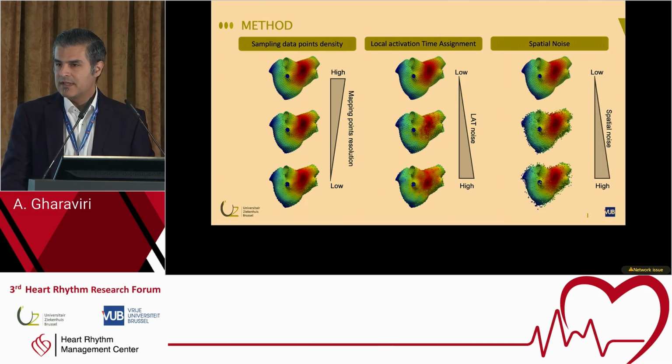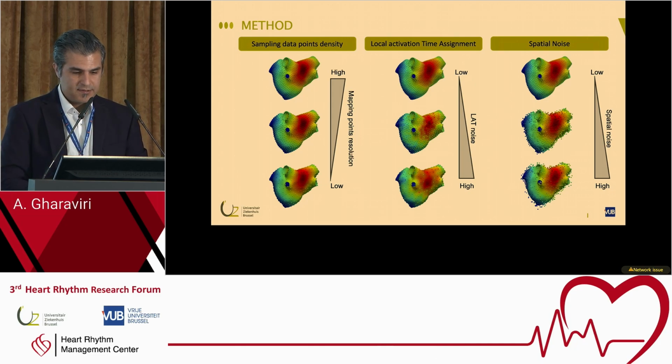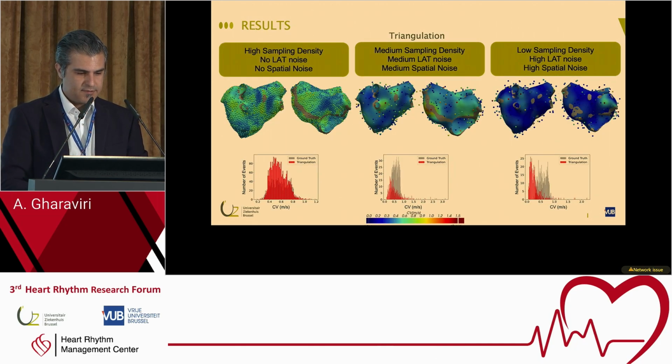And also we introduced a spatial noise. Spatial noise mimics the scenarios where your electrode location has not been detected precisely by the mapping device. We simply introduced a Gaussian noise distribution to the electrode locations, and then we gradually increased that. Then we tested each of these algorithms' performance under these uncertainties.